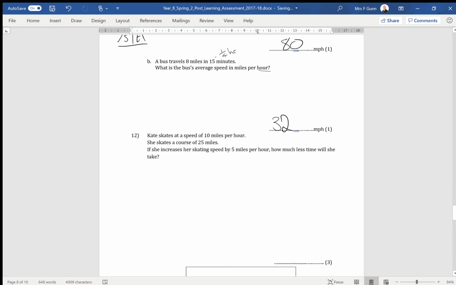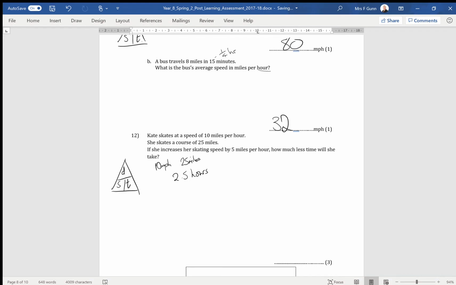Kate skates at a speed of 10 miles per hour. She skates a course of 25 miles. If she increases her skating speed by 5 miles per hour, how much less time will it take? So again, I'm going to write out my speed, distance, time. So if she's going at 10 miles per hour for 25 miles, that's going to take her 2.5 hours, yes?